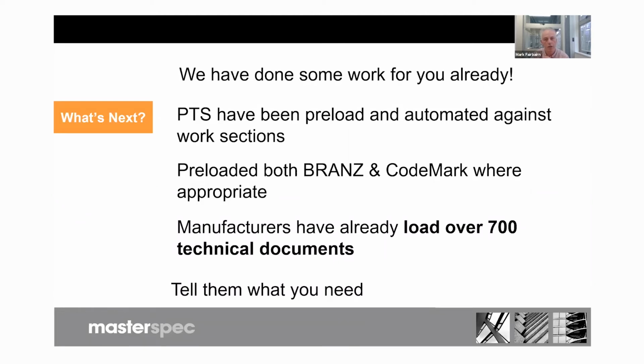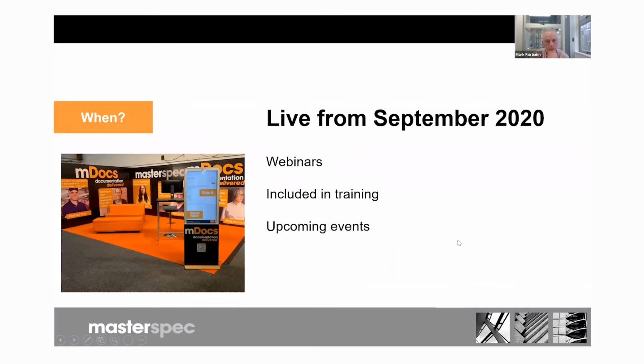But we also want you to help them, tell them what you need. So use that functionality in there to help manufacturers give you the right content so we can help the whole industry get this right. So it's live from September. So first day of spring, September 1, Masterspec, you turn it on, you will see this new functionality. We'll obviously have more webinars around the space, but it's pretty intuitive and you should be able to use it from the get-go. If not, we've included it in our training, or you can come back to us and we'll talk you through it.